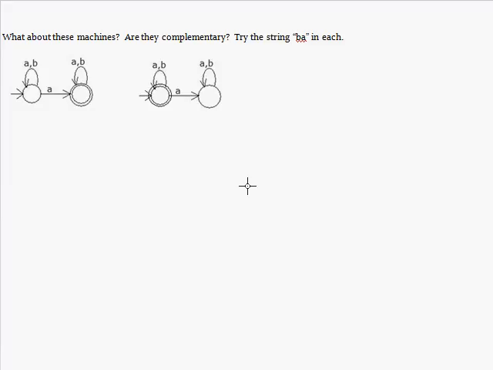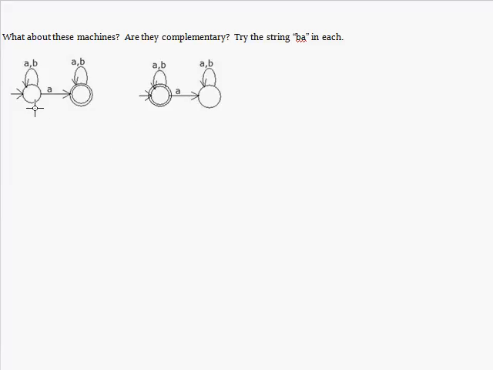Let's take a look at these machines now. I've been saying that it's necessary for the machine to be deterministic before you try to take its complement. And I want to show you a case now that just reinforces that idea. Take a look at these two machines. This one and its look-alike, but with its states flipped.